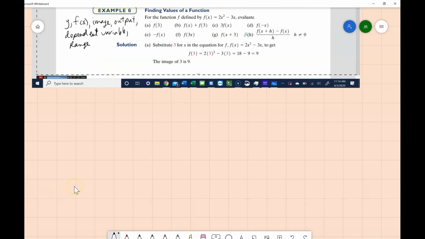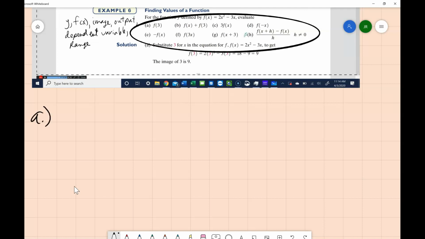All right, example 6. We have to do all of these letters for example 6 here. It gives me f of x, and it defines that function as 2x squared minus 3x. Then it tells me to evaluate all these different ways to put something into that function or manipulate that function in some way. So part A, f of 3. If you want to pause the video at any point to review or to try to work ahead of me, that's totally good. So f of 3 is equal to 2.